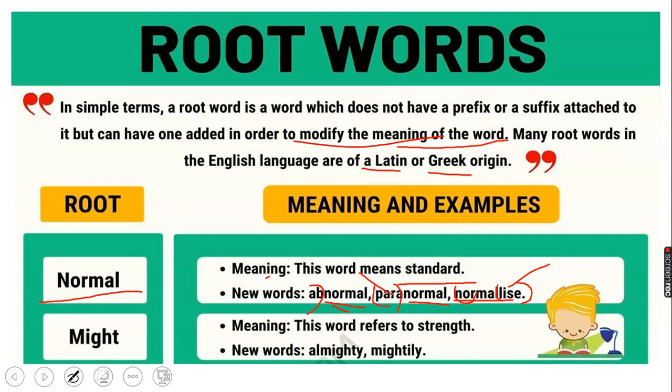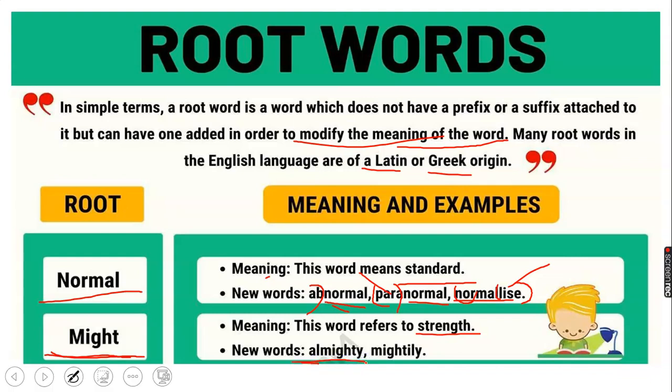The same thing here, we have the root word, which is might. Now, might means strength. It means what? Strength. So when you add al to might, it becomes almighty.